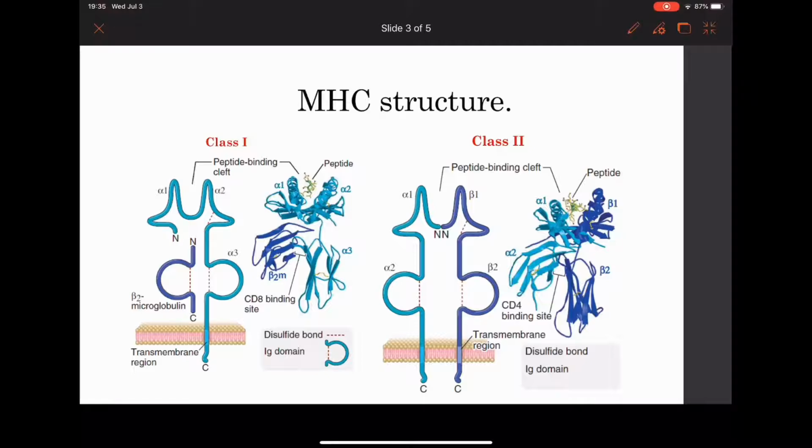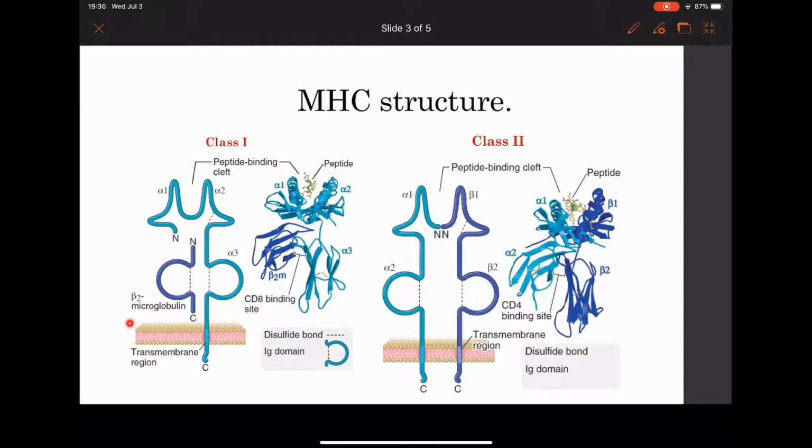And now on to the MHC structure. There are 2 classes of MHC molecules, class 1 and class 2, and they differ in their structure. Nevertheless, there are some similarities. Each molecule consists of an extracellular binding cleft, followed by an immunoglobulin-like domain, as you can see here in class 1 and in class 2. Class 1 consists of alpha 1, alpha 2, and alpha 3 chains plus beta 2 microglobulin.